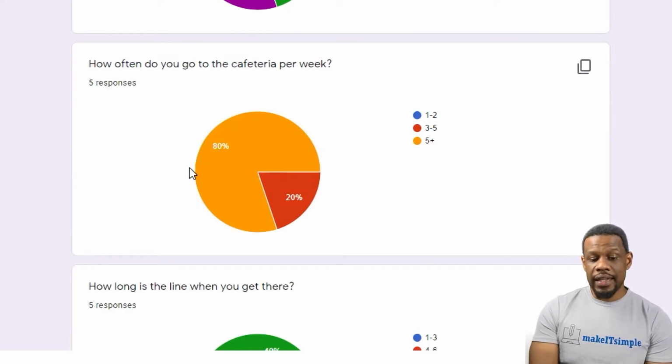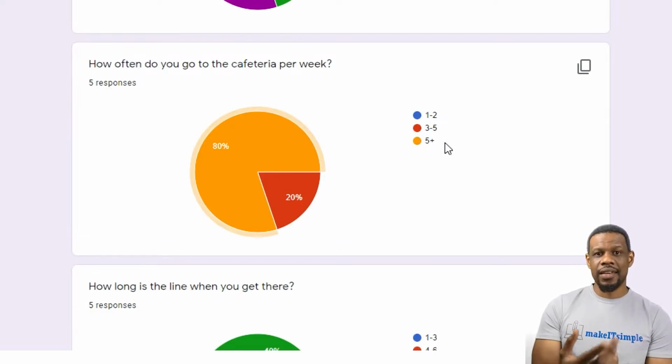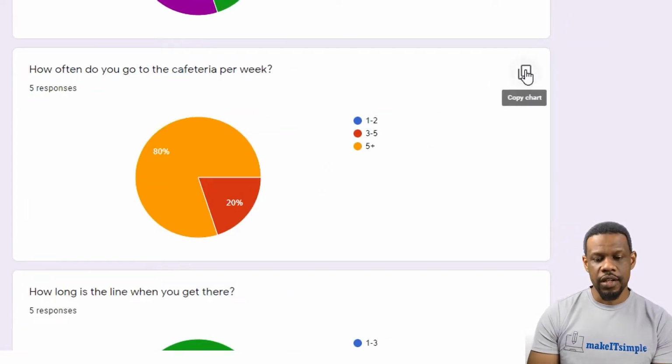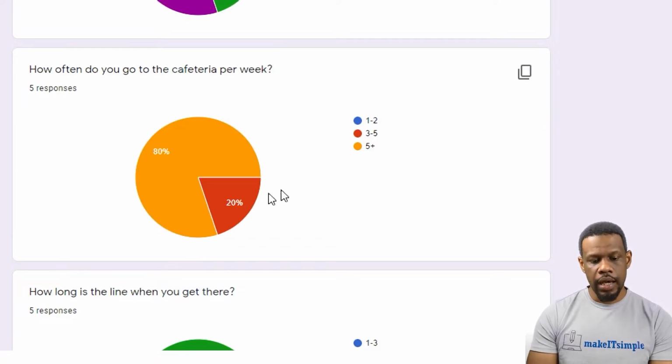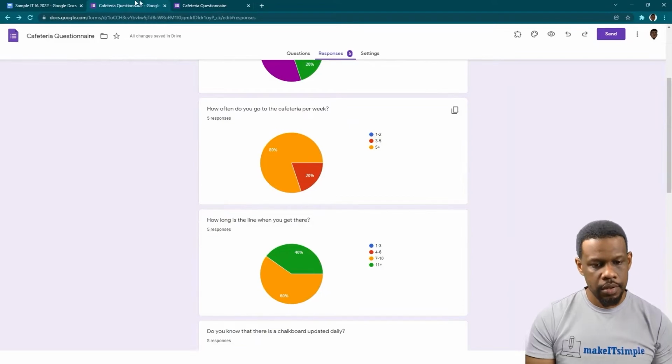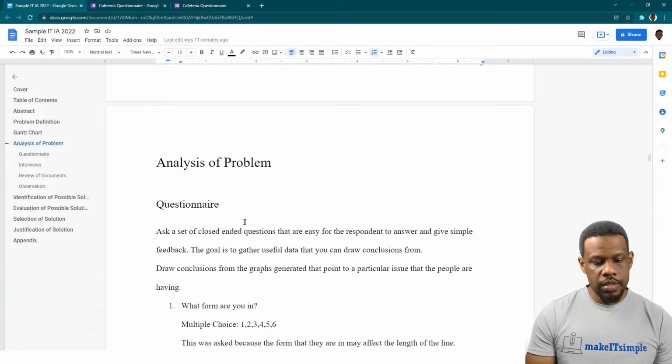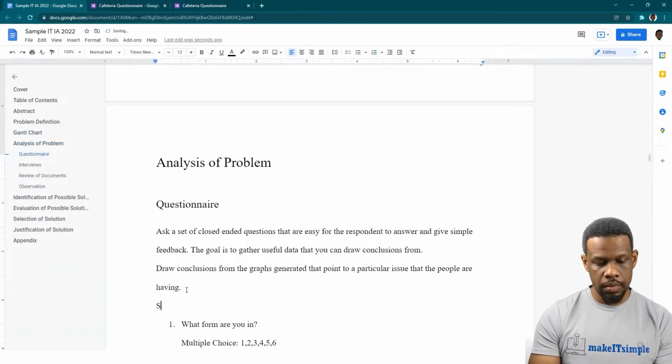Look at this one. 80% of the people go to the cafeteria 5+ times per week. So you can say that there is normally a lot of people. So out of the respondents, 80% of the people use the cafeteria more than 5 times per week. That will show that the possibility is that there can be a crowd because a lot of people tend to go. So we'll copy this graph. So I'll copy this one. And I will go back to my document. And okay, so this questionnaire sample here, questionnaire rationale.